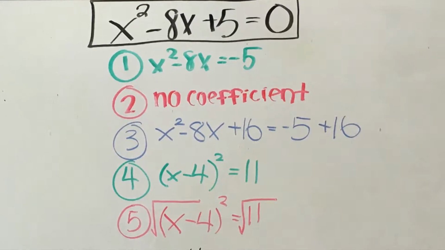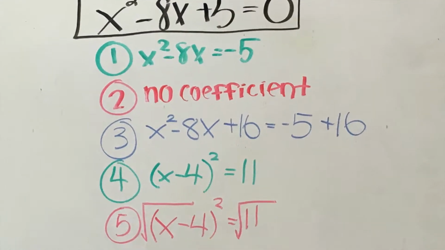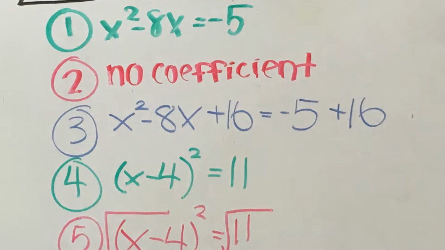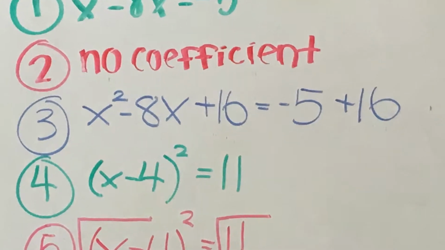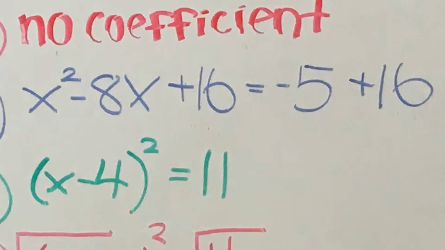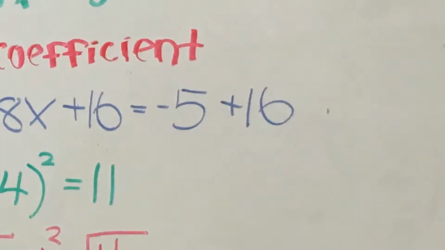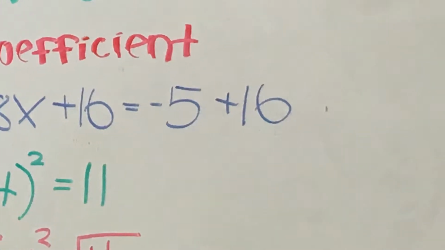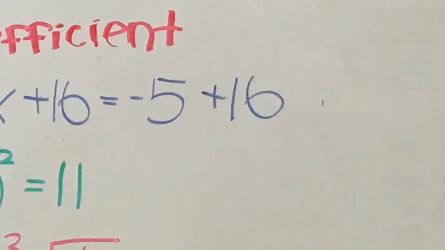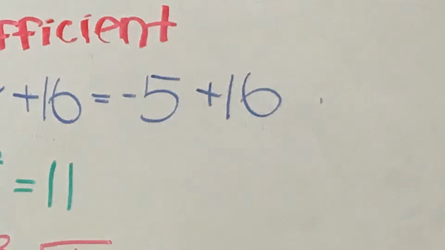Step number 3 is to divide the b term by 2 and then square it. So we would take negative 8x, divide it by 2 to get negative 4, and square it to get plus 16. Now we have to balance out the equation by adding 16 to the other side of the equal sign, so it becomes negative 5 plus 16.